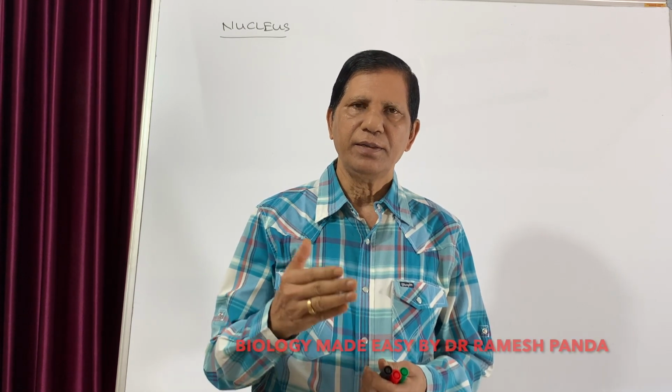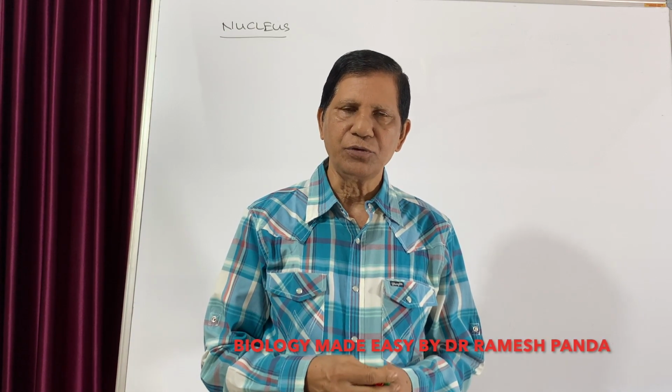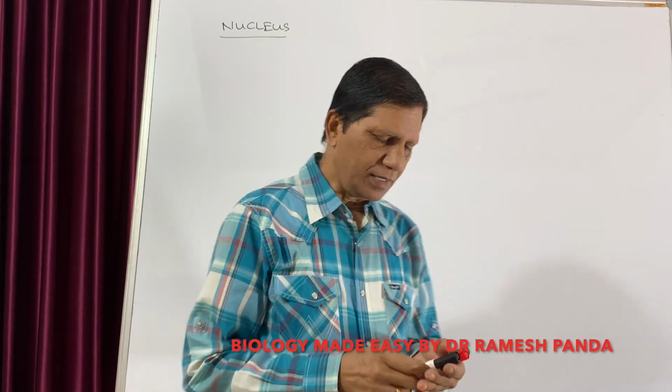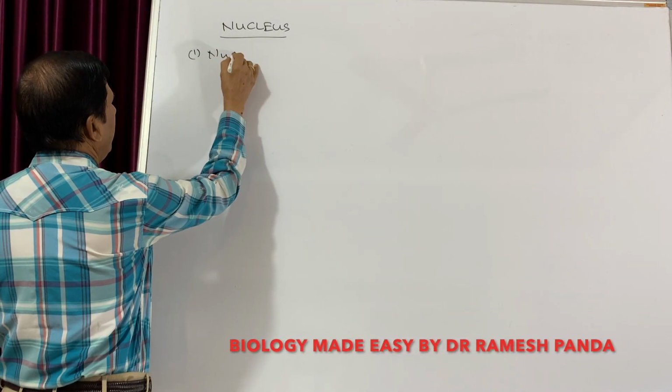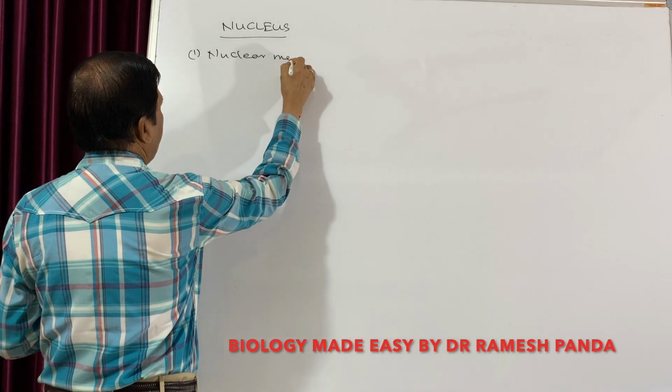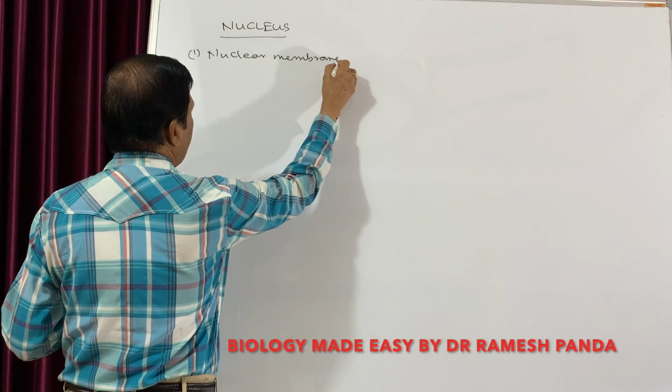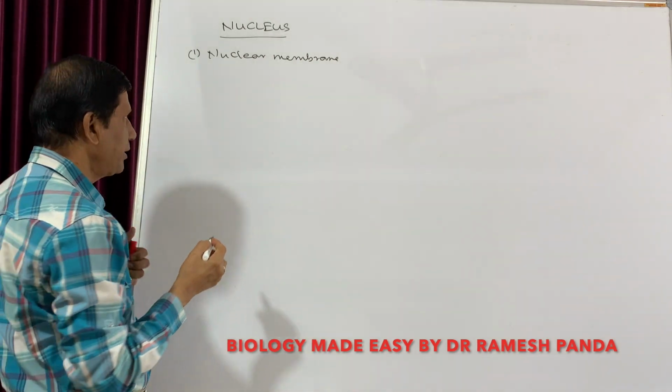Today in this video, we'll discuss the remaining part of the nucleus. In the previous video, we started the nucleus, where we discussed the number of nuclei per cell, the size, shape, and also the structure. We discussed that the nucleus consists of four parts. The outermost part is the nuclear membrane, and the details of the nuclear membrane and the pore structure we discussed in the previous video.